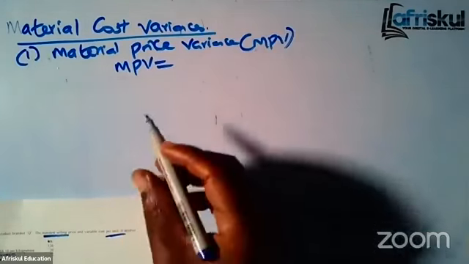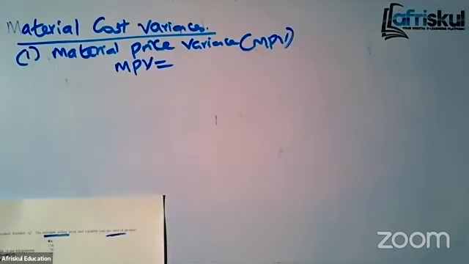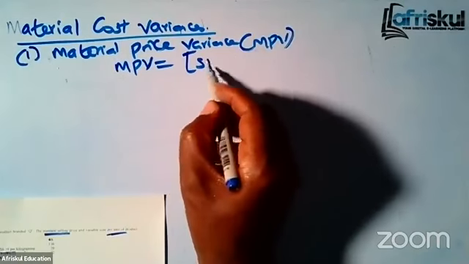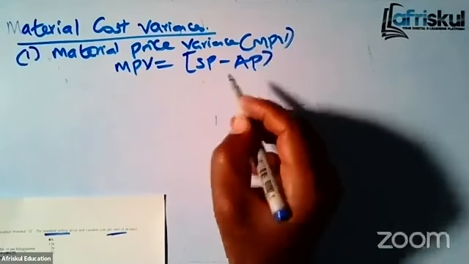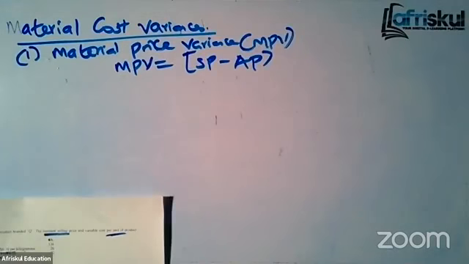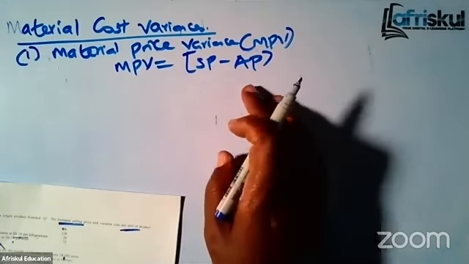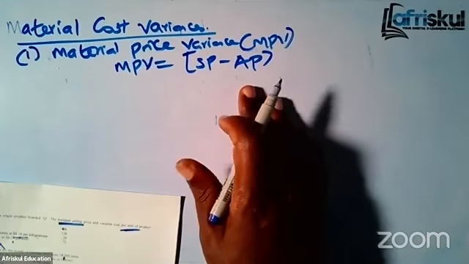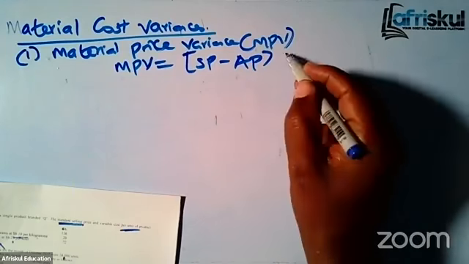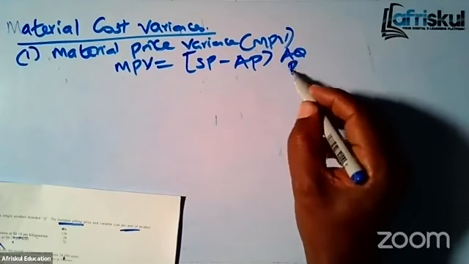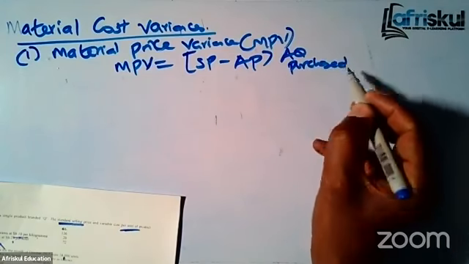Ladies and gentlemen, it's a price variation. We have got two types of prices, remember. We have the standard price, what we had set that we would have incurred to procure our raw materials. So we have the standard price minus the actual price, that is the price actually incurred in purchasing our raw materials, times our actual quantity that we purchased.